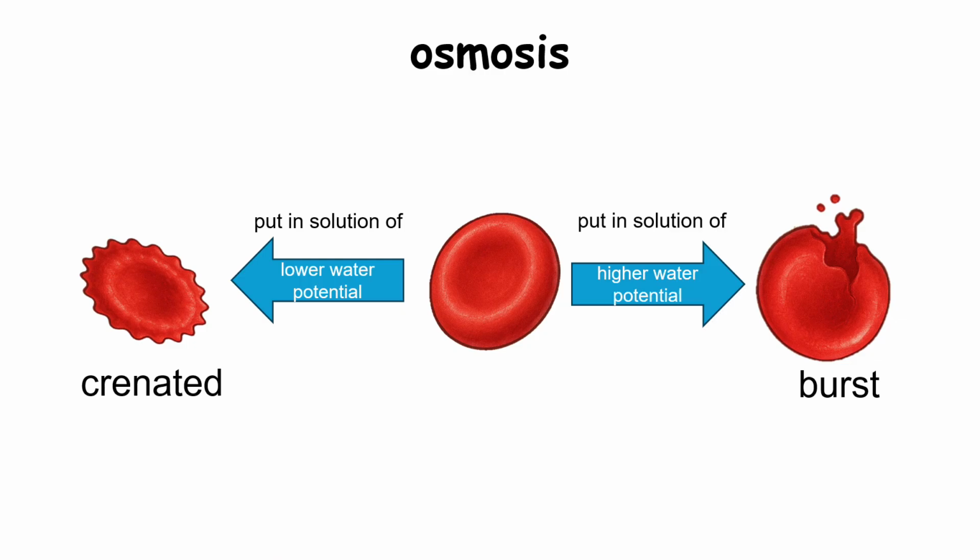In animal cells, such as red blood cells, when the water potential of the surroundings is lower, water molecules will move out through osmosis, causing the cell to become spiky at the edges, and we say that the cell has crenated. While in a solution of higher water potential, water molecules will move in by osmosis, causing it to burst.